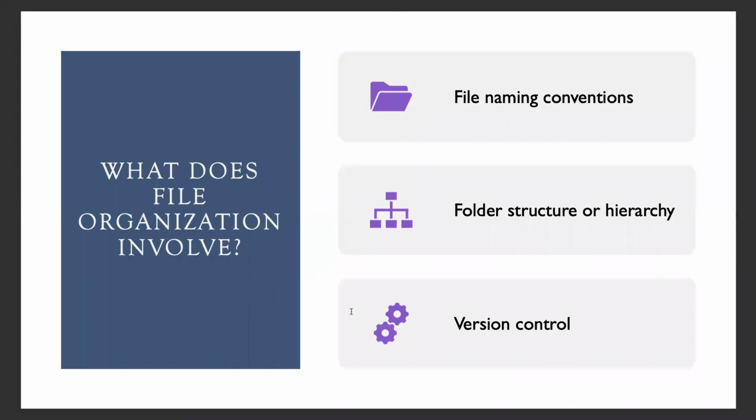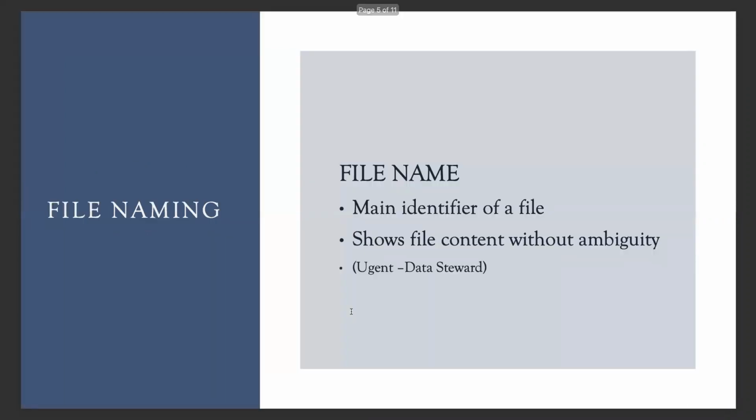What does file organization involve? Primarily, it might involve some naming convention, then creating a folder structure or hierarchy, and then having version control for your data. Now we will go through each of these 3 aspects, and I will try to explain why these are important while we are organizing our data.